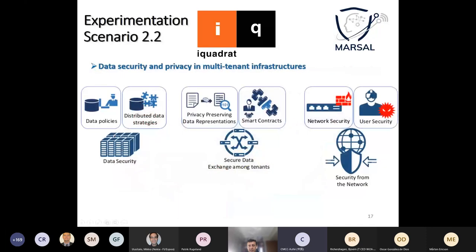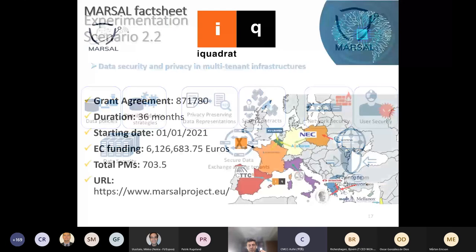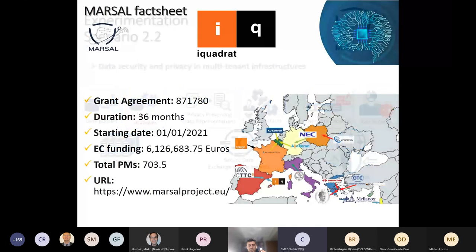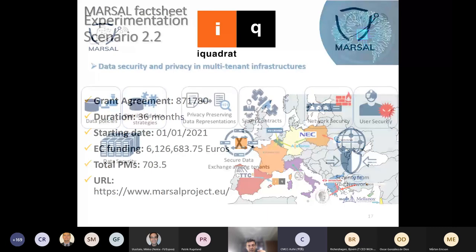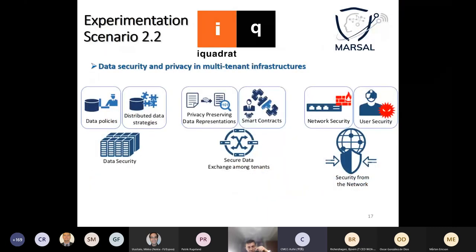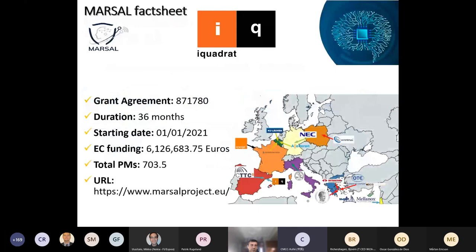And then finally, the experimental scenario about data security and privacy in multi-tenant infrastructures, where we demonstrate how the usage of smart contracts can be paired with a private representation of data, allowing information sharing among different tenants and the owner of the infrastructure that can be interested in the optimization of different machine learning models. So these are the four different experimental scenarios that we consider in order to provide proof of concept of our idea. This is the fact sheet where you can see on our website more details about our project.